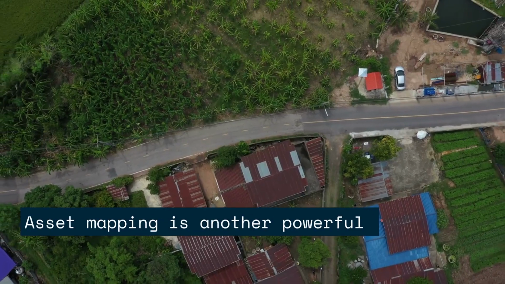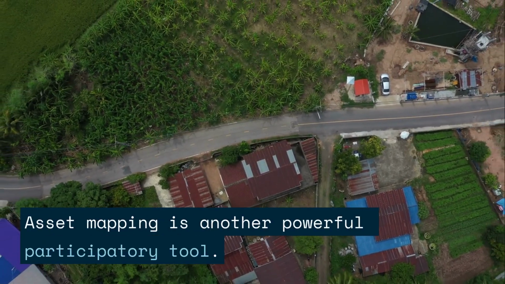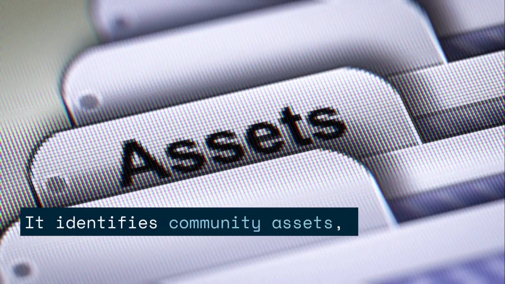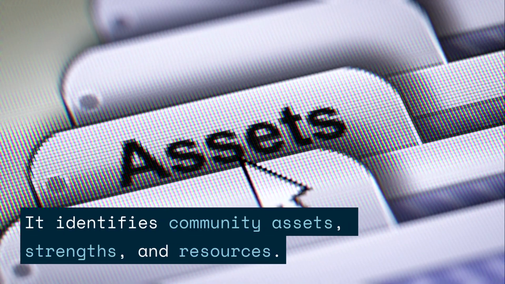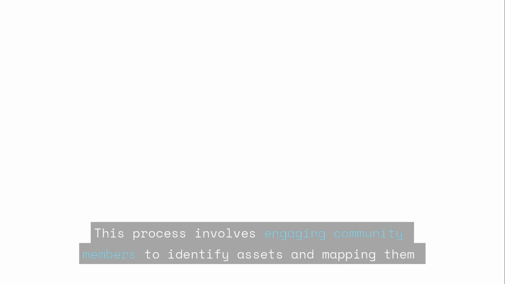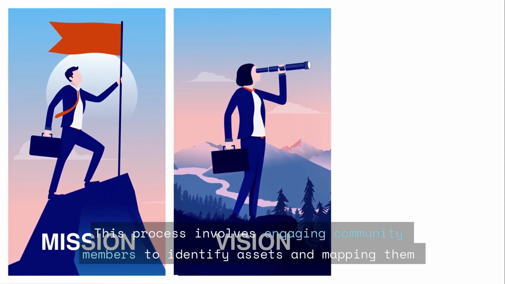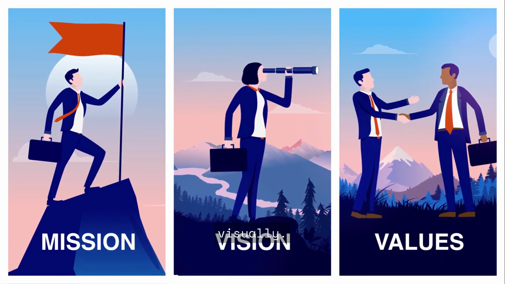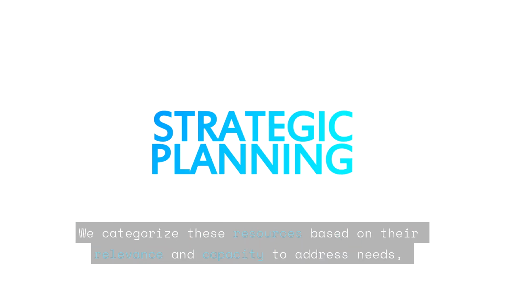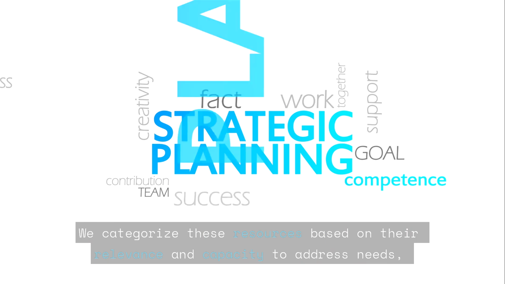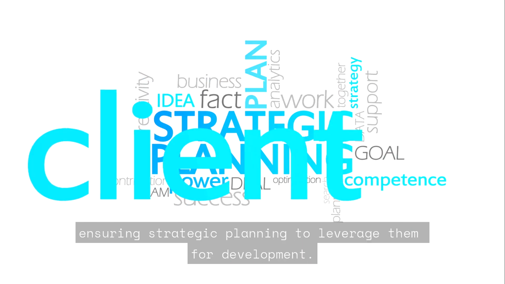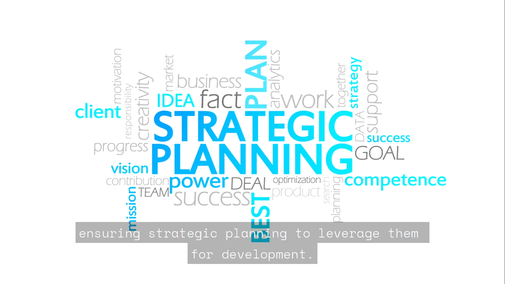Asset mapping is another powerful participatory tool. It identifies community assets, strengths, and resources. This process involves engaging community members to identify assets and mapping them visually. We categorize these resources based on their relevance and capacity to address needs, ensuring strategic planning to leverage them for development.